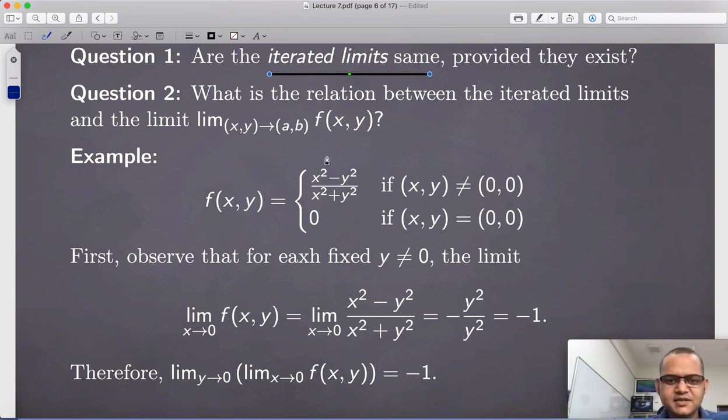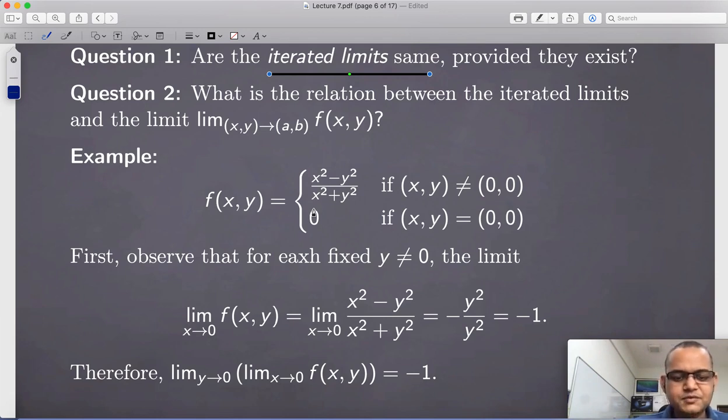So look at this example here. This is a very nice example, you will see it often. Again there is a problem here because there is x squared plus y squared in the denominator and x squared minus y in the numerator, so this is 0 by 0 form. At that point you have to consider it separately and define, let's say, that the value is 0 at (x, y) equal to (0, 0).